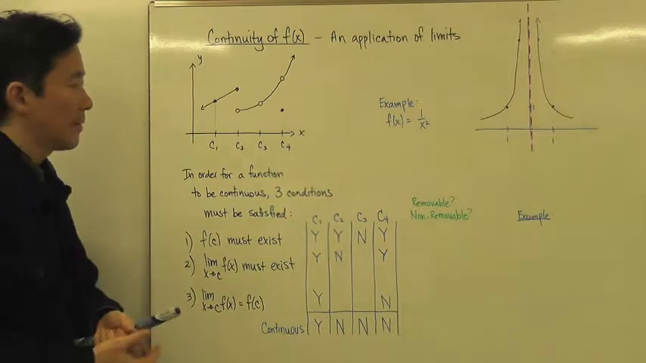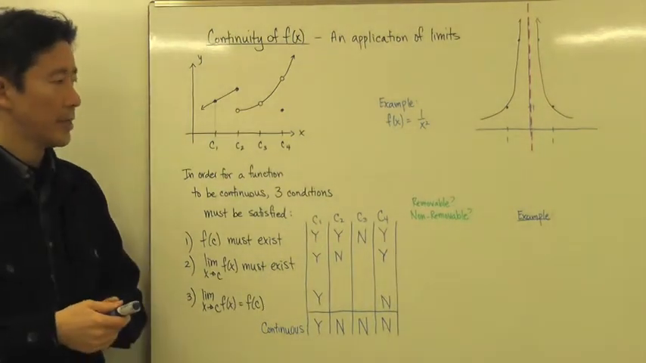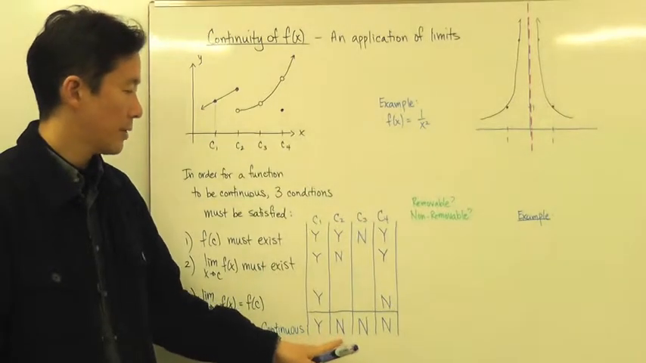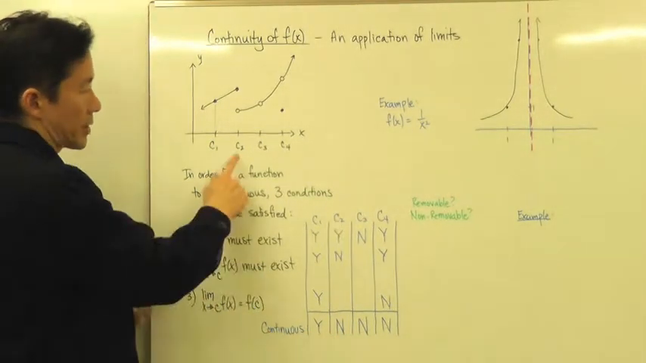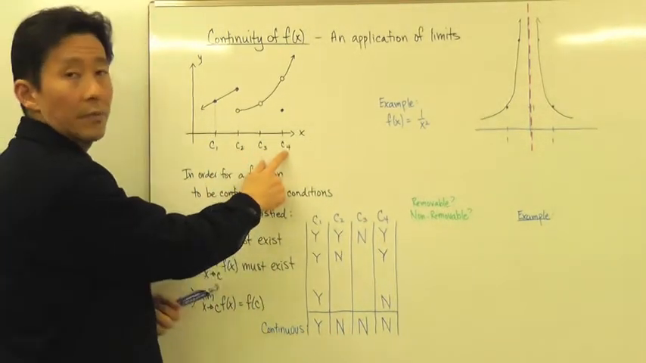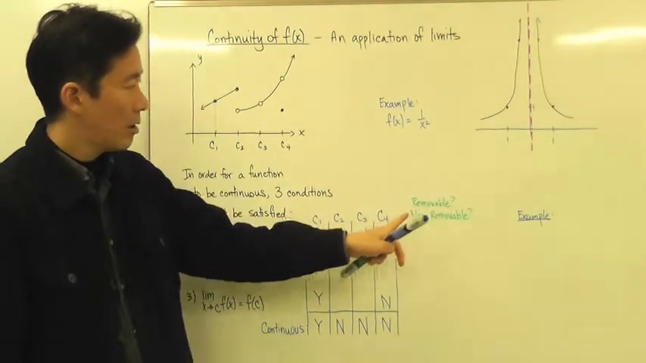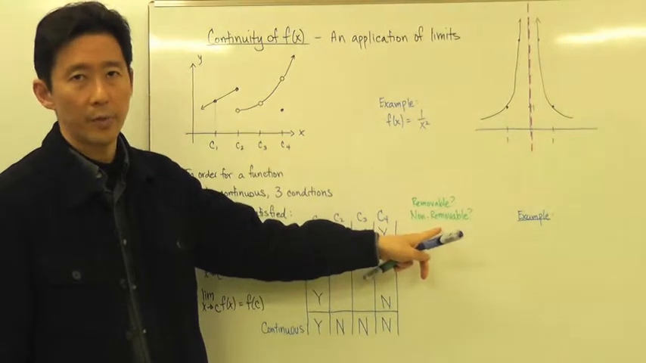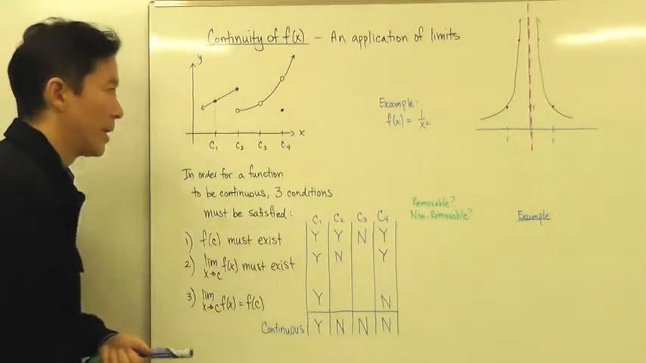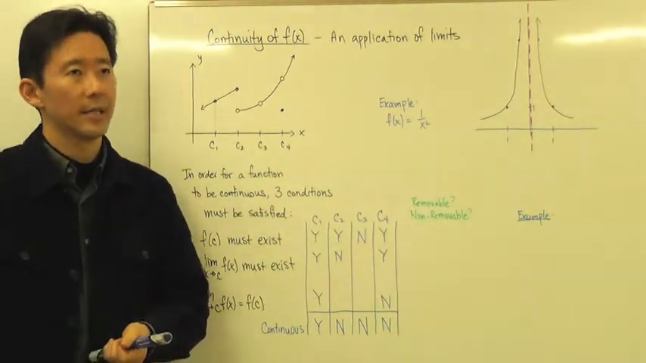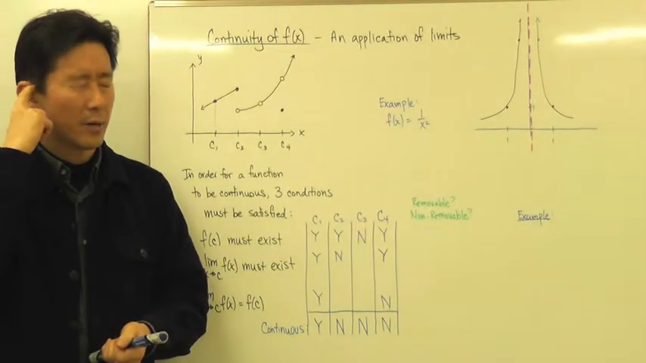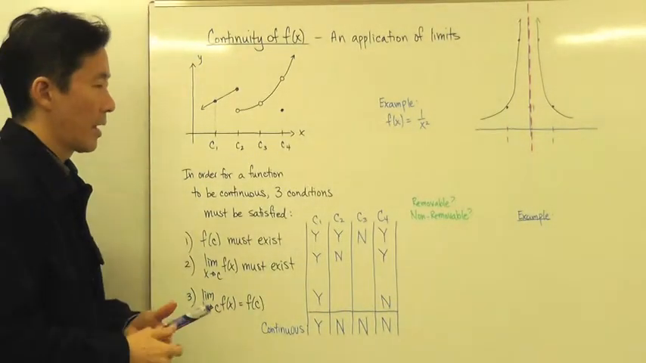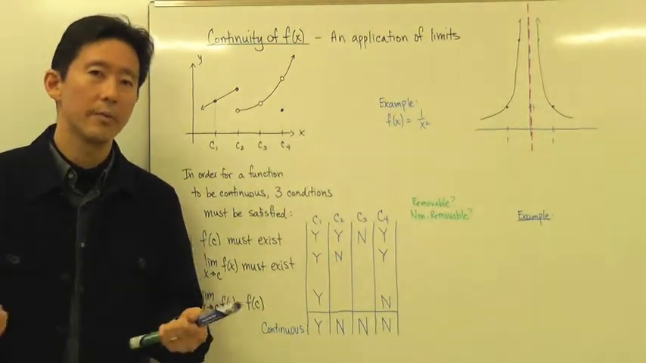Now, the other thing that we also need to determine, if we do have a point of discontinuity, for example at c sub 2, c sub 3, and c sub 4, is whether that point of discontinuity is removable or non-removable. Let's think about our qualitative example from grade 8 or grade 9. How can you tell if it's removable or not removable?